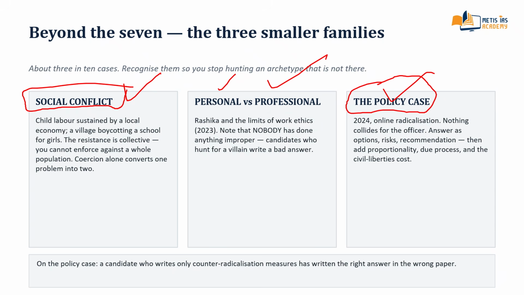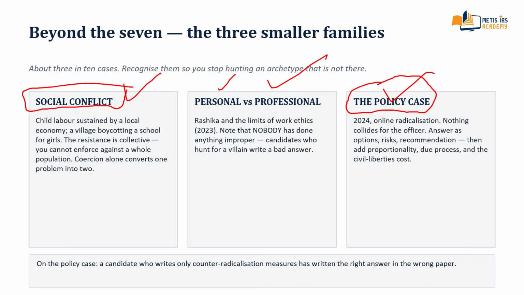This is a policy problem and the engine produces very little for it. Answer it as options, risk, recommendation, and then supply the part that makes it a GS4 answer rather than a GS3 one: proportionality, due process, and the civil liberties cost of surveillance falling on a community rather than on individuals. A candidate who writes only counter-radicalization measures has written the right answer in the wrong paper.